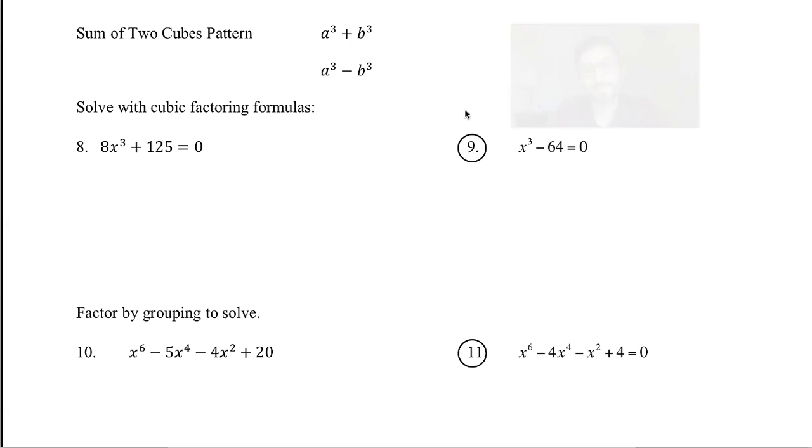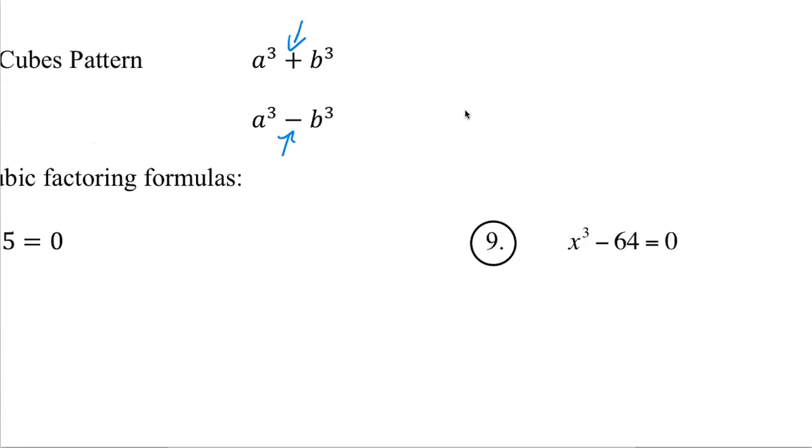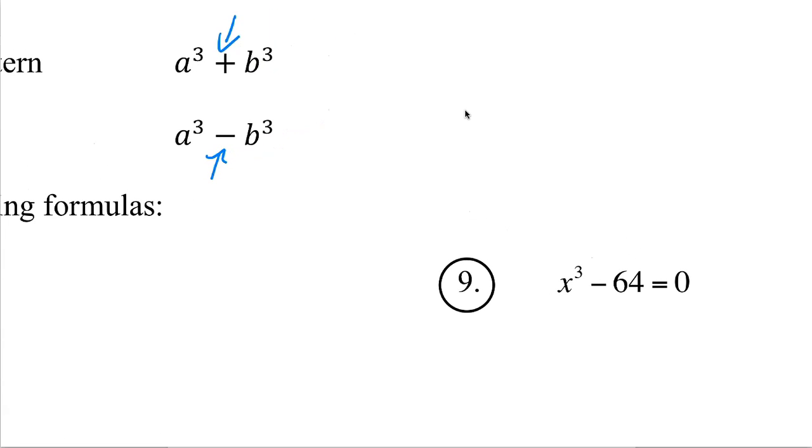So let's get started. The sum or difference of two cubes pattern. The top one is the sum with the plus, and the bottom one is the difference with the minus. You learned these recently, so it's going to be really helpful that you have those handy. To factor something that's a cubed plus b cubed, we would factor it as a plus b. So you'd cube root the a cubed, and you'd cube root the b cubed to get a and b.